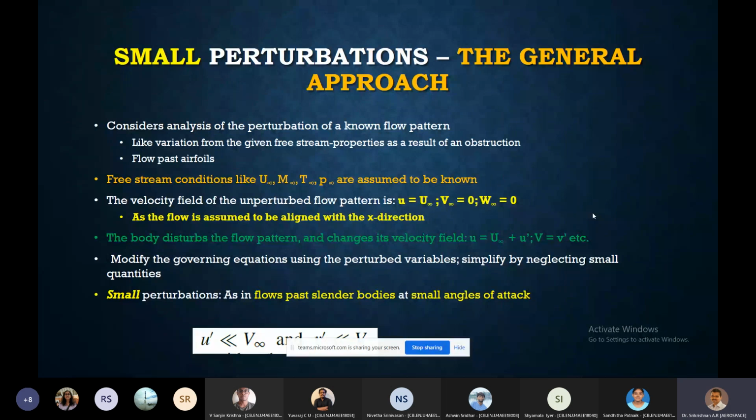Now, what are we perturbing? Or rather, what are we disturbing? We are disturbing the mainstream properties. So, in the absence of an obstruction, the flow continues with the free stream properties like U infinity, M infinity, etc.